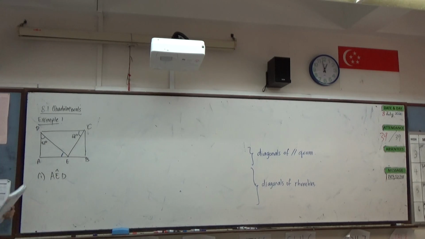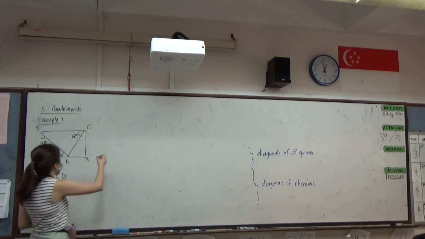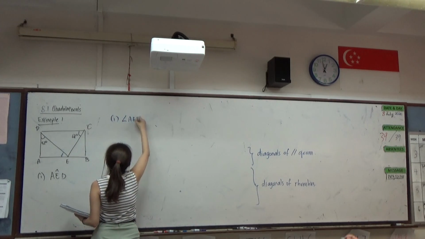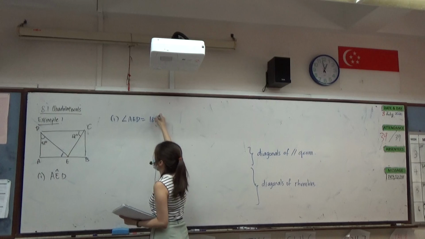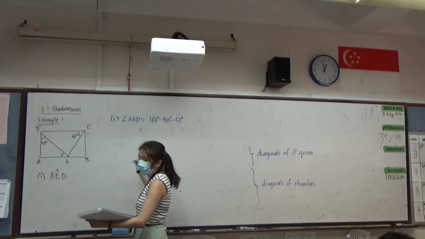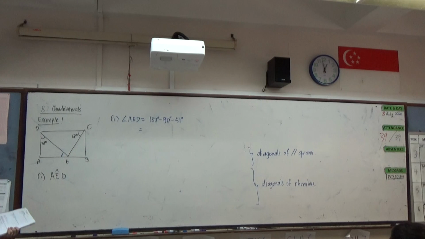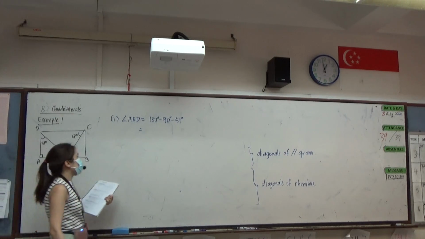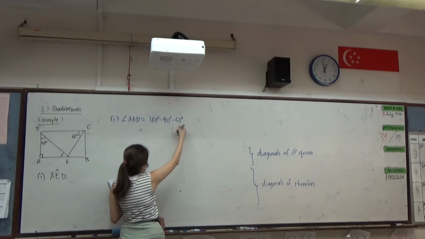How do you think we can find it? Yes, Brian. 180 minus 90. Okay, so angle AED is 180 degrees minus 90 degrees minus 51 degrees. Right? How do I know this? Because this is a rectangle. Angle DAE over here will have to be 90 degrees, right? Okay, and then we take 180 minus these two.